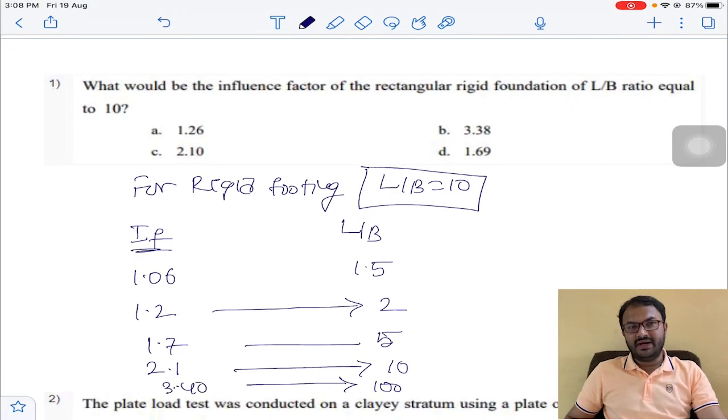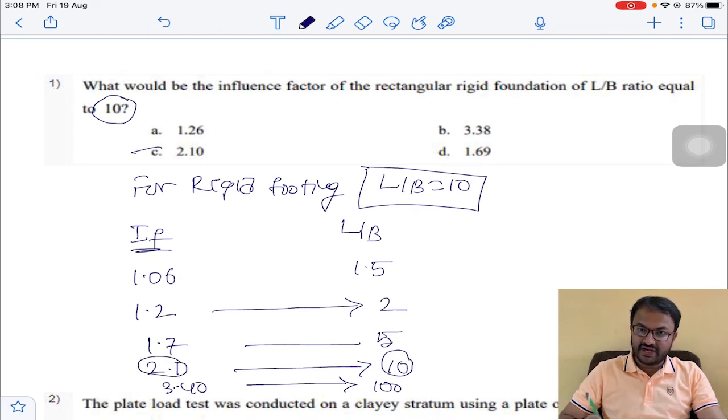So there is a table in the presentation. Here, what he asked, L by B is equal to 10. That is, L by B is equal to 10. The corresponding influence factor value is 2.1. Clear? So option C for question number 1.